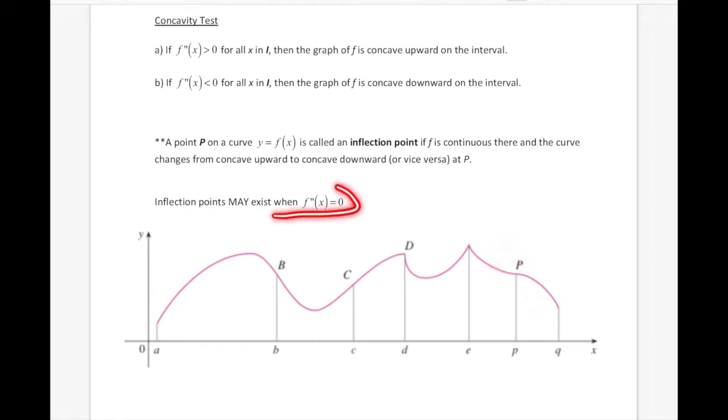Inflection points might exist when the second derivative is 0, similar to how critical points might imply the existence of a maximum or a minimum, or it just might be a horizontal tangent. Let's see this in action.